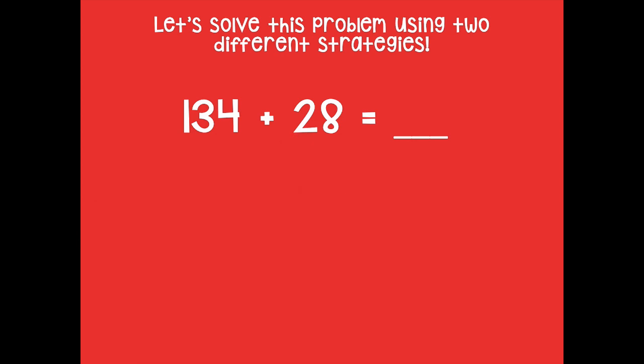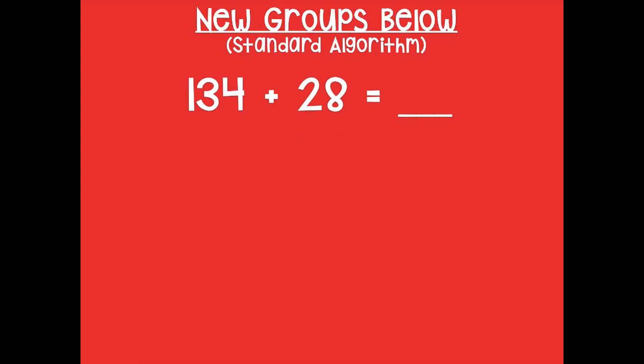All right, friends, so let's start with the new groups below, right? That standard algorithm or vertical form. So both of these strategies, you have to rewrite them vertically. So as we do that, we are writing them nice and neat with the ones place lined up with the ones place, the tens place lined up with the tens, and the hundreds lined up with the hundreds. That's very important with this strategy.